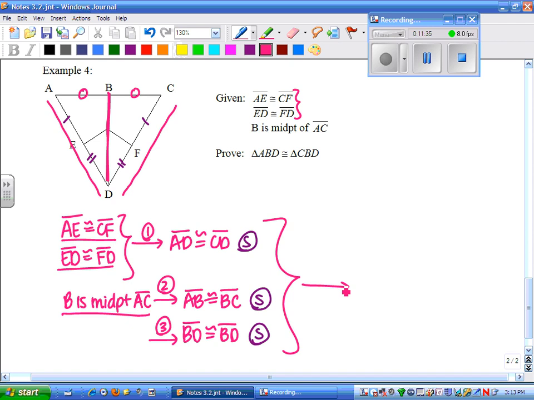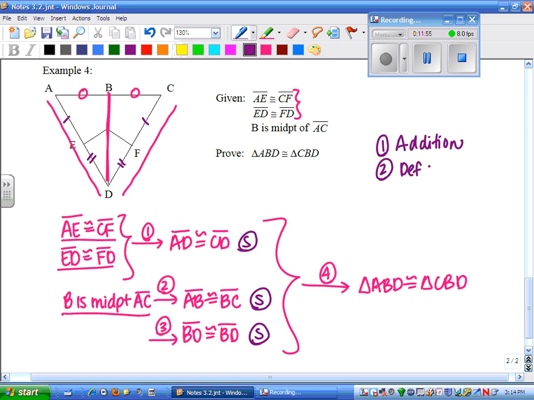Now I can say the two triangles are congruent to each other, which is step 4, and go ahead and list my reasons. Step 1, how did two small segments become a larger segment? Well, we added them together. Step 2, how did we go from midpoint to congruent segments? Because I know what the definition of a midpoint is. Step 3, something equals itself, that is reflexive. And last but not least is step 4, side, side, side. That's it for today. Hooray!